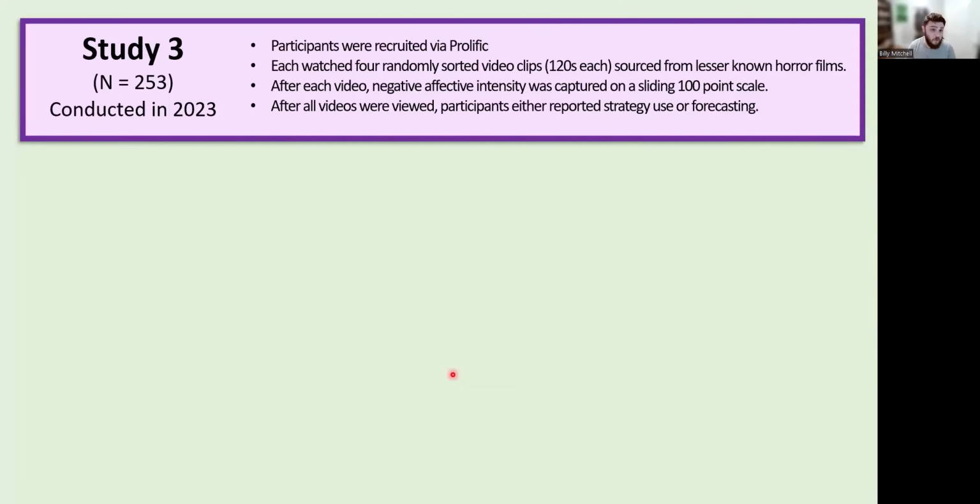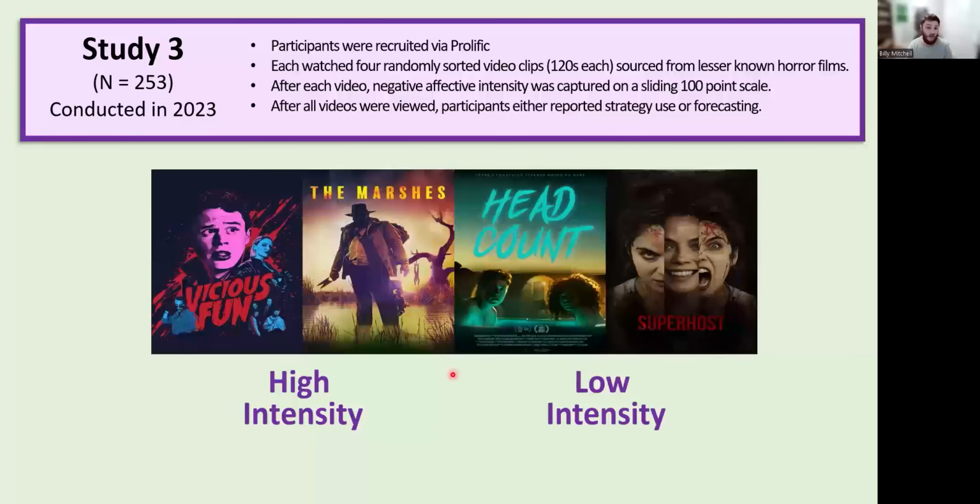To do this, we recruited 253 subjects online via Prolific and mirrored many aspects of the first two studies, but again, in a more controlled setting. So the participants each watched 4 2-minute video clips sourced from lesser-known horror films. These clips had been selected from a pool of videos, which were evaluated by 50 independent raters. The clips were selected because they were balanced in terms of valence and popularity, but were rated as either high or low intensity by the raters.